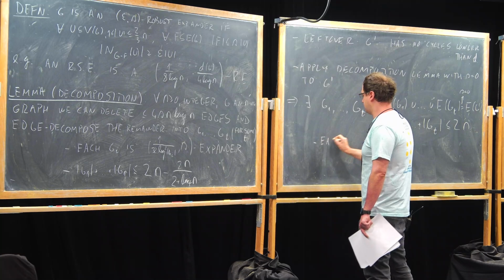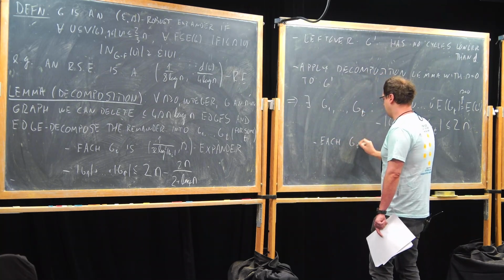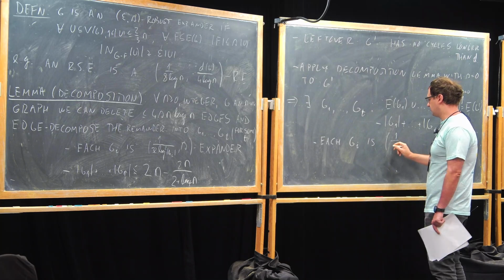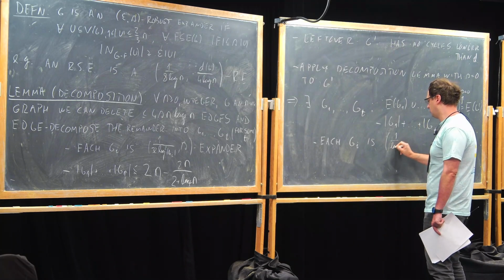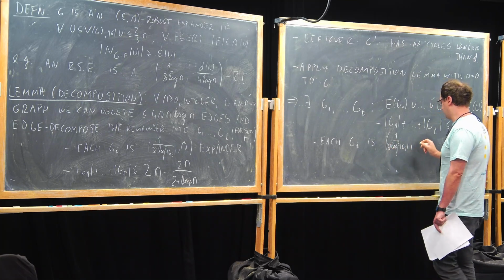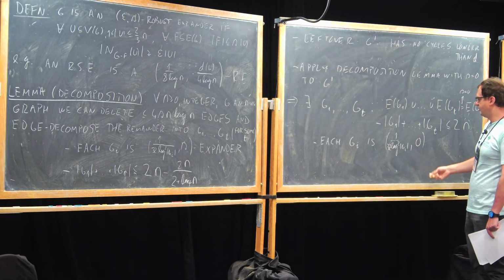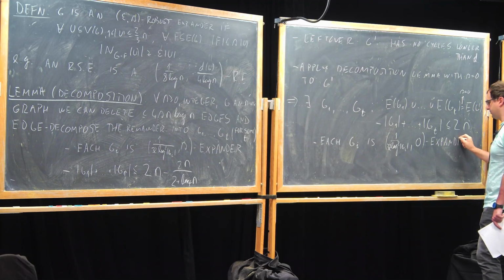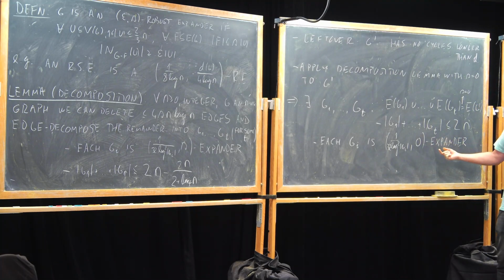So each Gi is 1 over log squared size of Gi expander, where we put there usually 0 expander. So that really means going back to our original definition of just epsilon expansion. So I don't even need to write this. It's just that expander if you go back to the one we started from.